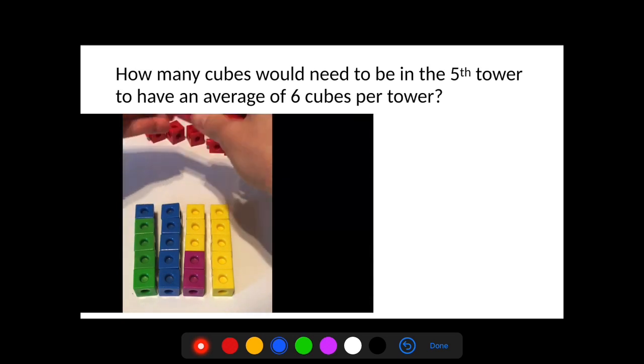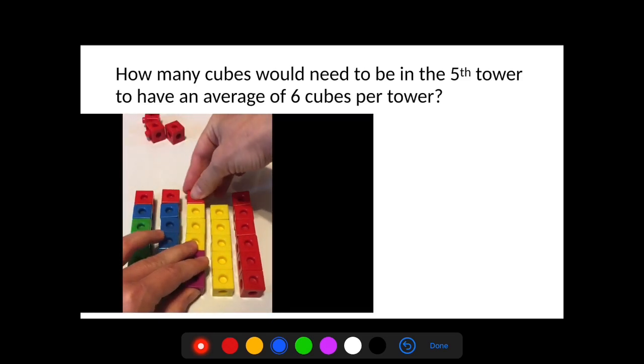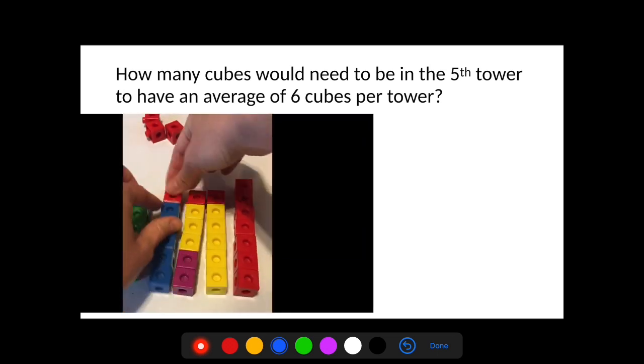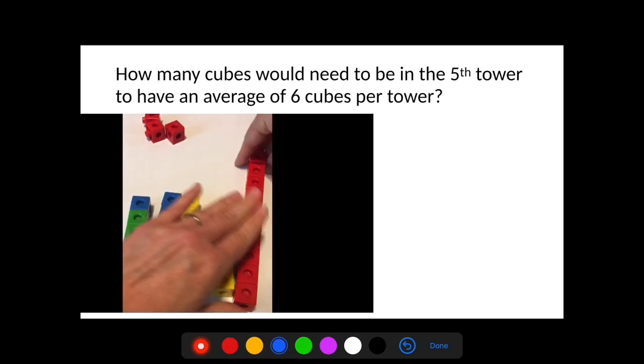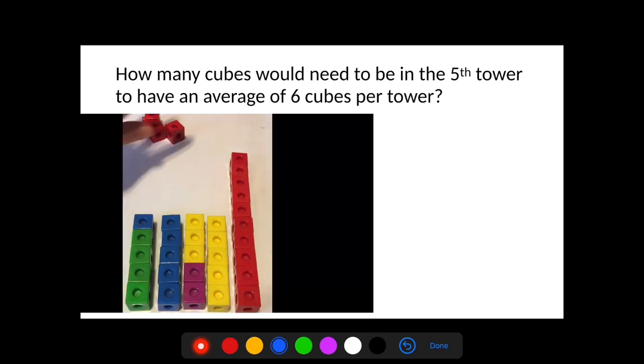And then I'll come along and say, well, if it's an average of 6, then I can think about that as each tower having 6 cubes in it. And then I have to figure out how tall that last tower would have to have been. So I'll remove that extra cube from each one and put it onto the last tower. And I can see that that 5th tower actually has to be quite tall just to make the average 1 unit taller. So the 5th tower is going to be 1, 2, 3, 4, 5, 6, 7, 8, 9, 10. Sorry, the 5th tower is going to be 10 cubes tall.